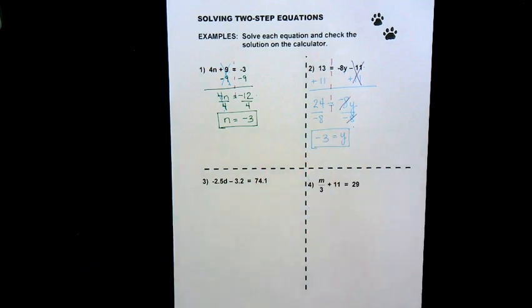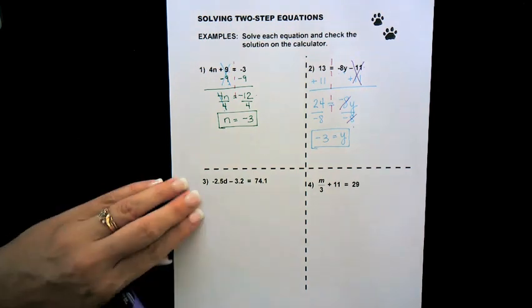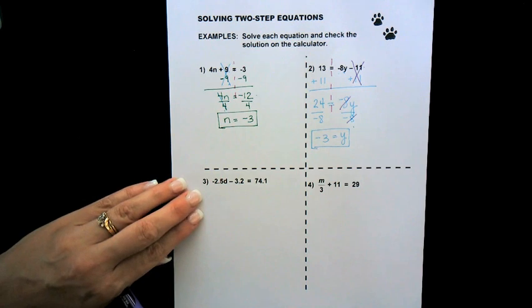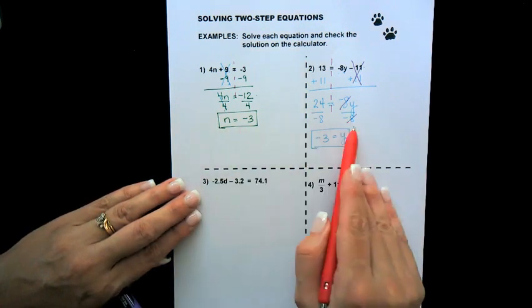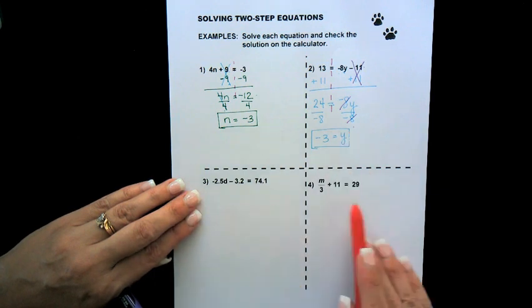Interesting. We got -3 for both of them. That's purely a coincidence. I didn't design those problems to be that way. Let's go on to number 3, but let me tell you this first. I started out simple. I am gradually getting more difficult, okay?